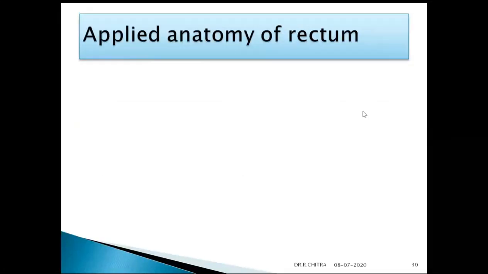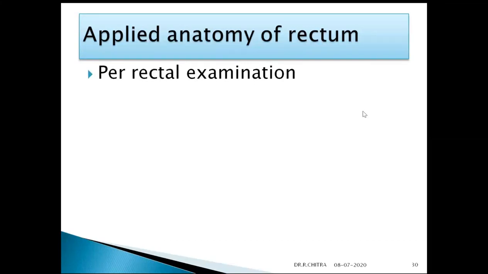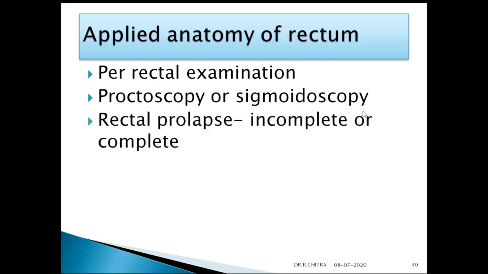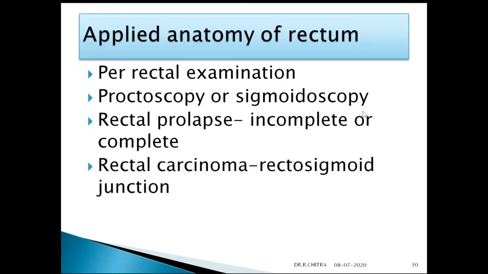So we have come to the applied anatomy of the rectum. The per rectal examination is usually called the PR. Endoscopic examination of the rectum is called proctoscopy, or sigmoidoscopy up to the sigmoid colon. Rectal prolapse: same as uterine prolapse, rectal prolapse is the prolapse of the rectum into the anal canal and through the anal opening. It may be incomplete or complete. Rectal carcinoma is mainly at the rectosigmoid junction.